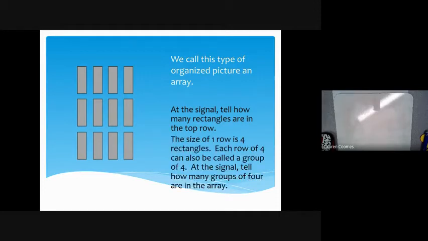All right, now the size of each row is 4. Each row of 4 can also be called a group. So at the signal, tell me how many groups of 4 are there? Show me on your fingers. How many groups of 4? Coda, very good. Good job, Logan. Good job, Aurora.